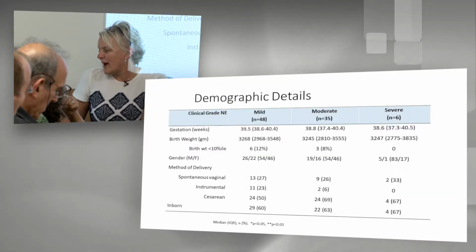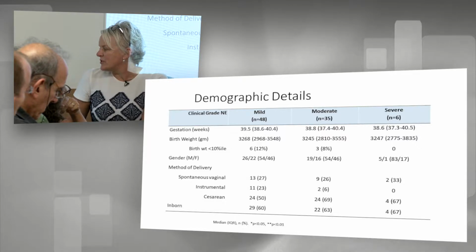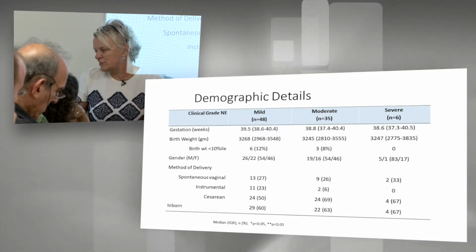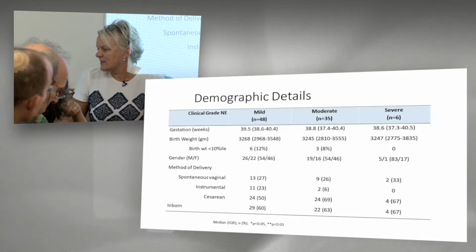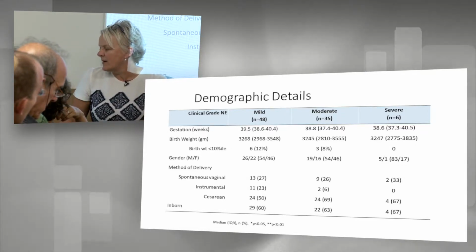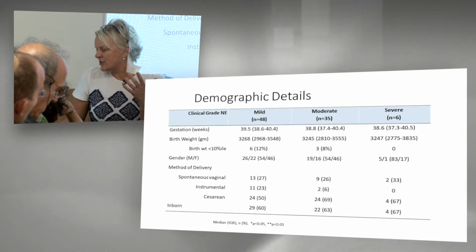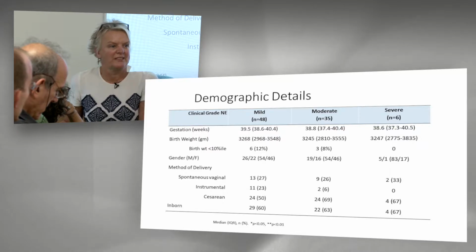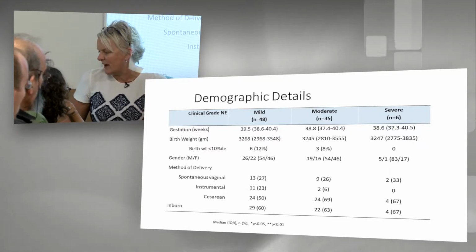So when you look at the demographic characteristics of the babies, you can see they don't really differ in anything related to their gender, their gestation, or the way in which they were delivered. And as you can see, just over half of our babies we called are inborn, but 40% come from outside of our hospital.